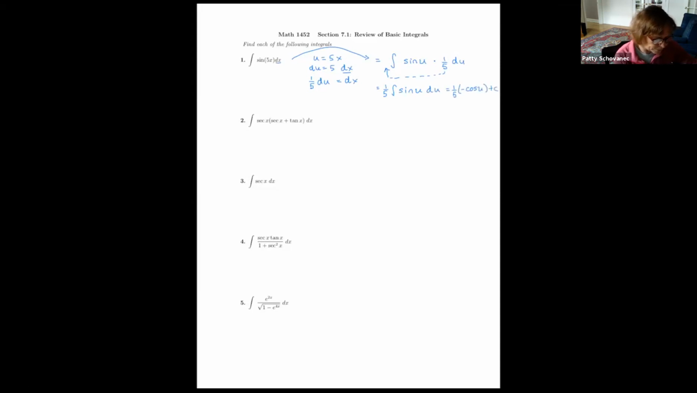And so finally, we'll put the 5x back in, and we'll have a negative 1/5 cosine of 5x plus c. So was that too easy? Most of us could go straight from the first line to the last line without putting any steps down, and I don't mind that at all, as long as you know we should get a 1/5.